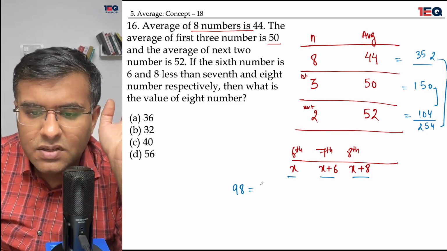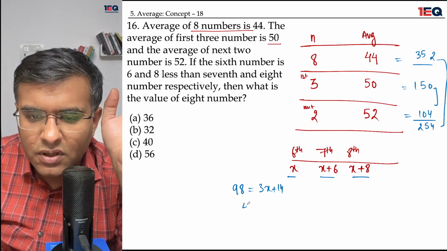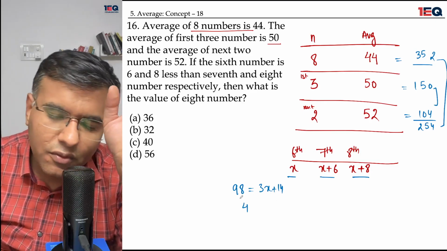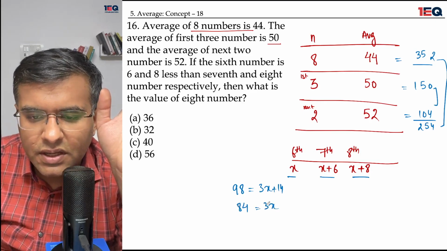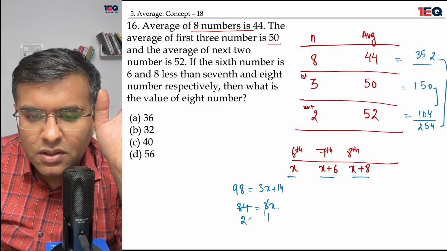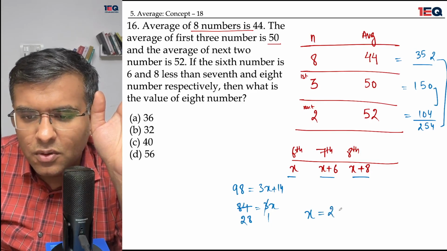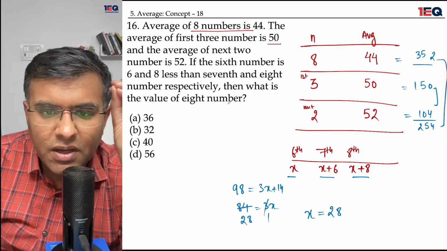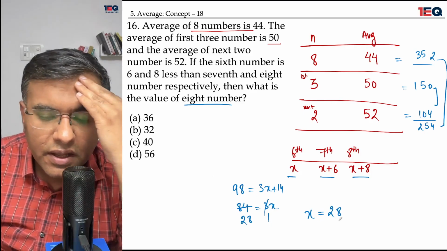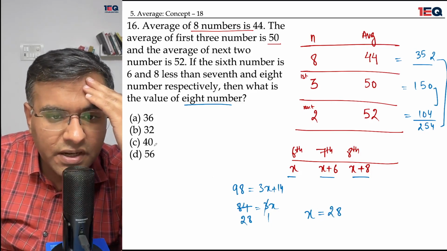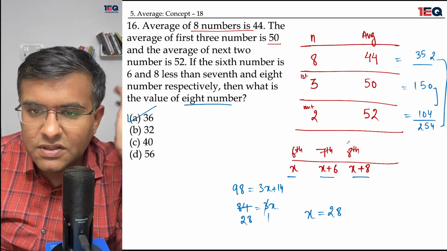So this means 3x plus 14, and 14 would go here, this would give 4, and this would give me an 8. 84 is equal to 3x. I'll get 3 ones are 3, twos are 6, eights are 24. So the value of x is equal to 28. Now it's asking me to give the value of the eighth number, which is equal to x plus 8. X plus 8 calls for 28 plus 8, which is equal to 36. Okay, 28 plus 8, which is equal to 36.